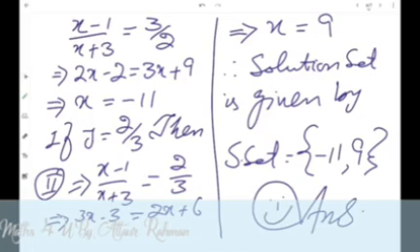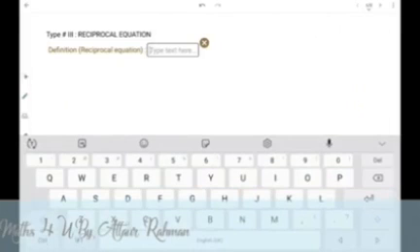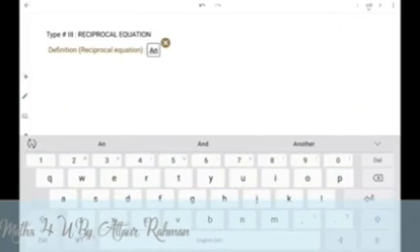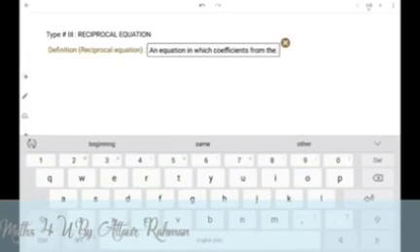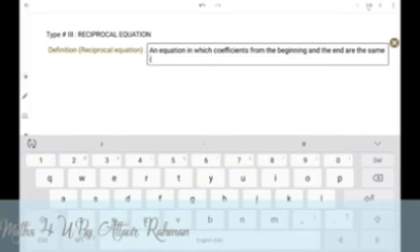Now dear, we are moving toward our second disguise of the quadratic equation in this lecture, that is a reciprocal equation. What is a reciprocal equation? A reciprocal equation is an equation in which coefficients from the beginning and the end are the same. It will be an equation in which the coefficient of the first term and the last term, the second term and the second last term, etc. will be the same.